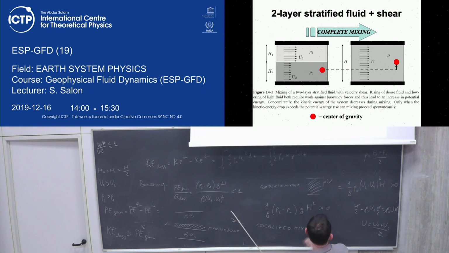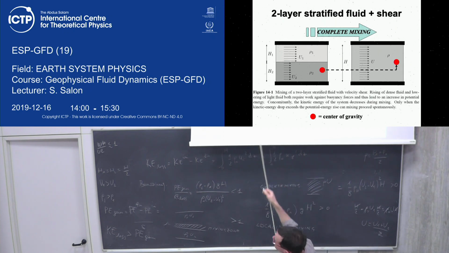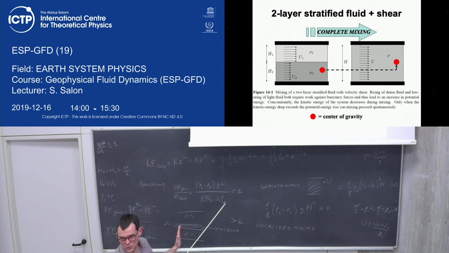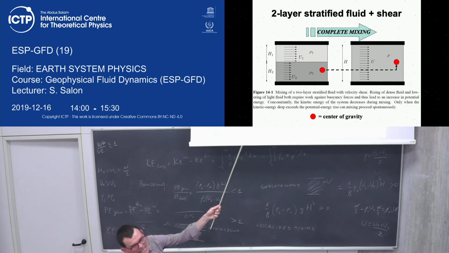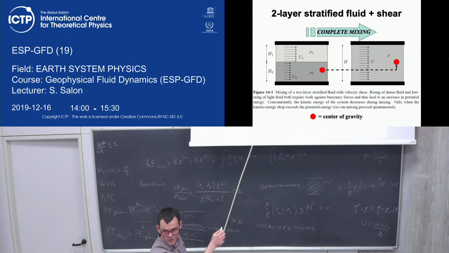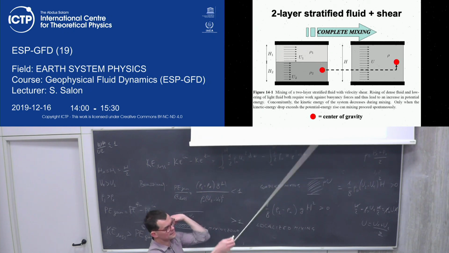Because there is no transfer of energy between the two fluids, the two layers will remain uniformly stratified. So this is the only possible source. Of course, it is an external source, not something inside. We might consider this, for example, as the wind, and this as the sea. Or these are two layers of atmosphere, when we have winds which go at two different velocities, or even in two different directions.